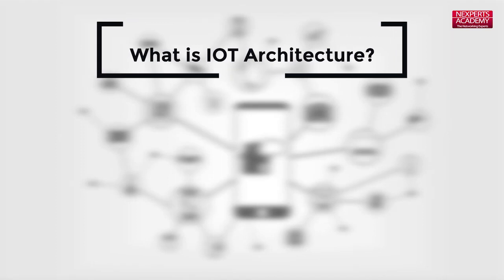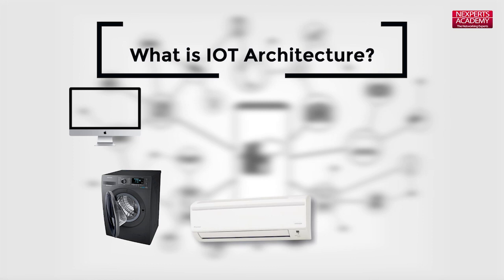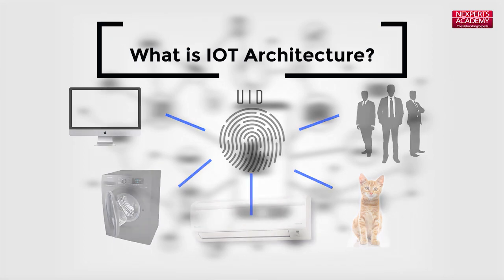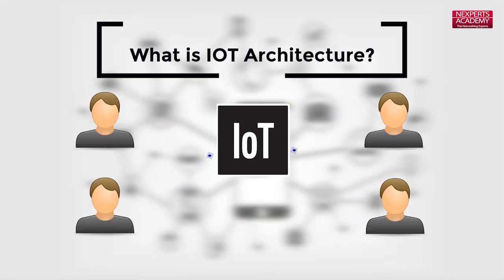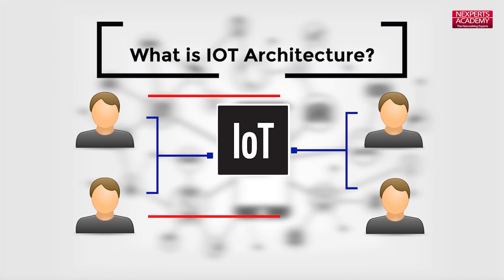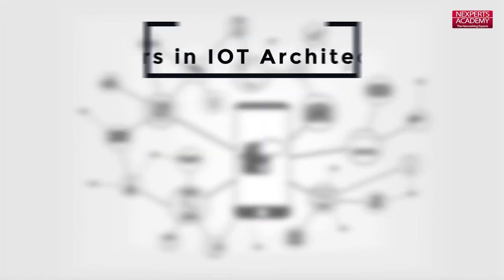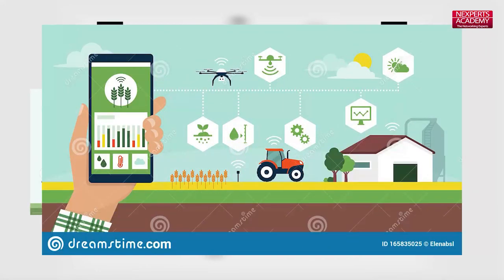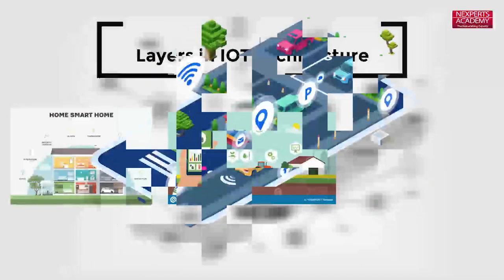IoT is a system of interrelated computing devices, mechanical and digital machines, objects, animals, and people that are provided with unique identifiers, or UIDs. IoT also enables data transfer over the network without human-to-human or human-to-computer interaction. The most common examples for IoT projects are smart homes, autonomous farming equipment, and smart parking systems.